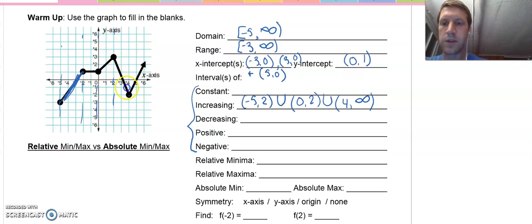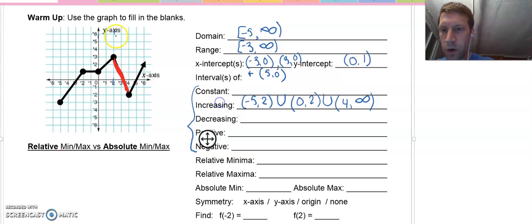Okay, decreasing, we use red for that, right? Like any financial people out there, red is bad when you're talking finance. Decreasing, so that is from, looks like 2 to 4.